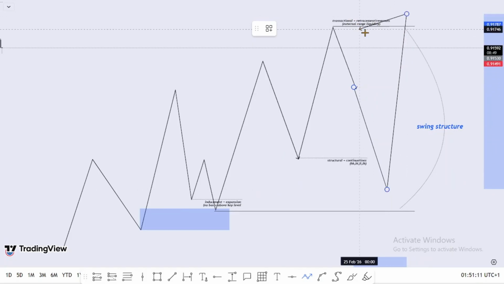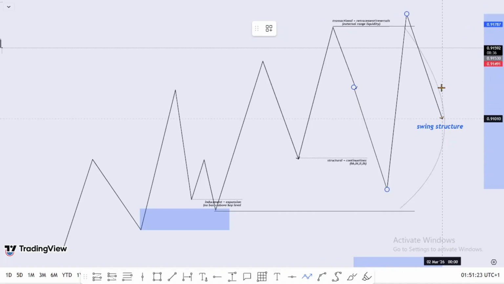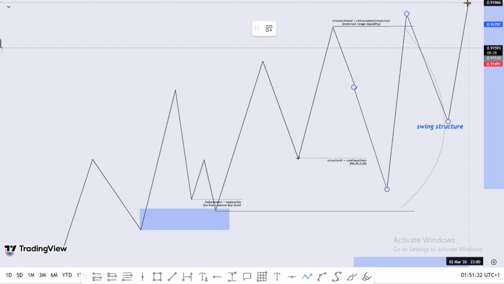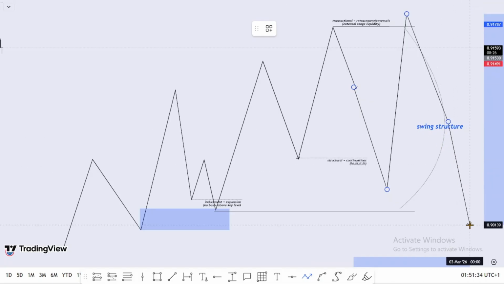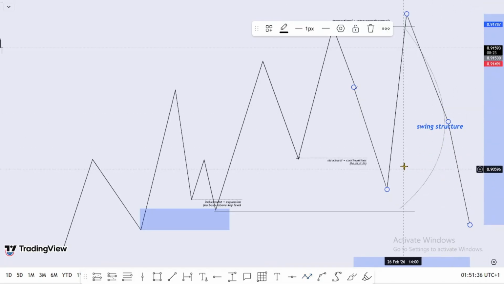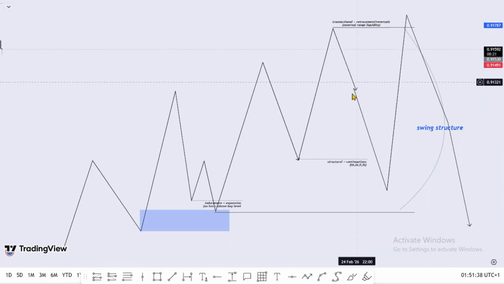Now, this transactional liquidity is used for either retracement or reversal. Why is this? Because when price takes out this external range liquidity, it will be the catalyst. The next step price starts doing is to retrace. You see price retracing to either continue the move, or in some cases it might reverse, breaking the structure here. So you need to take note of this.